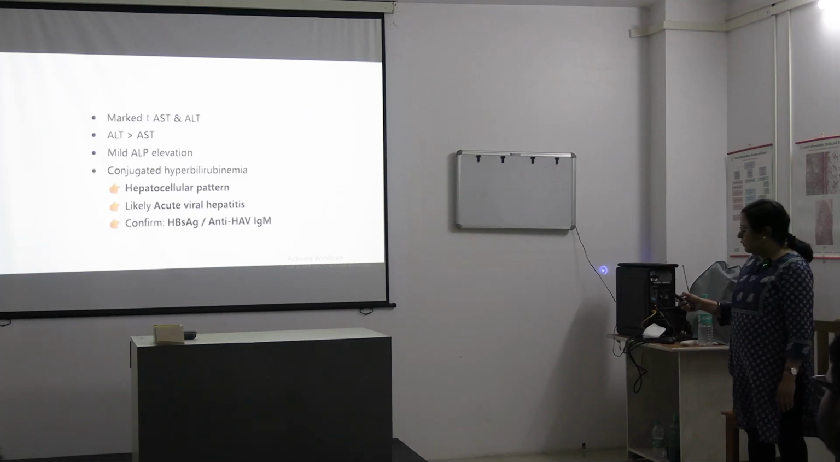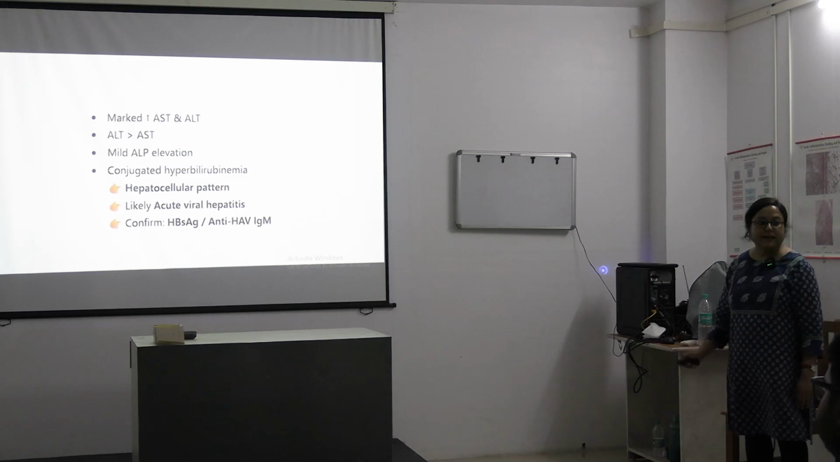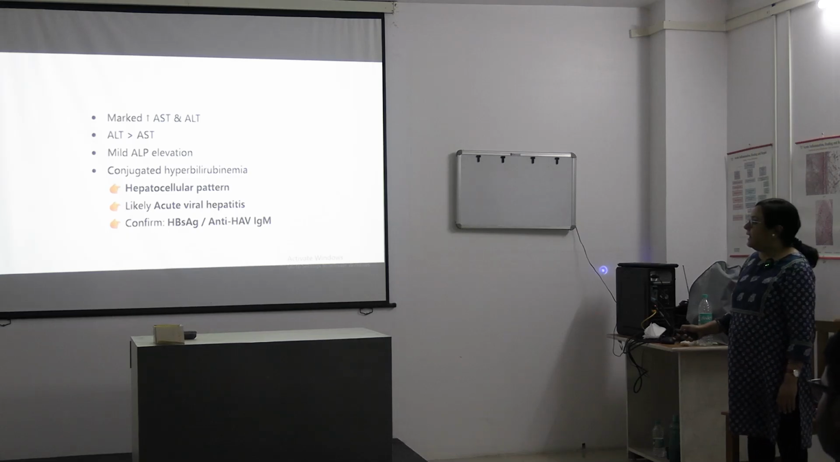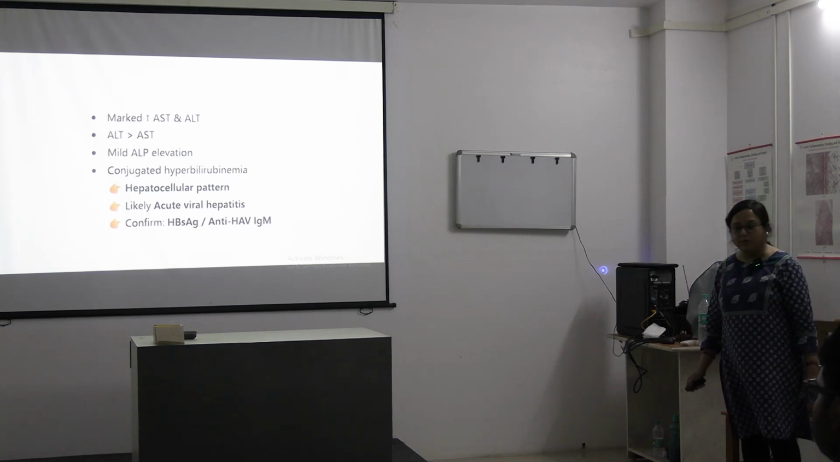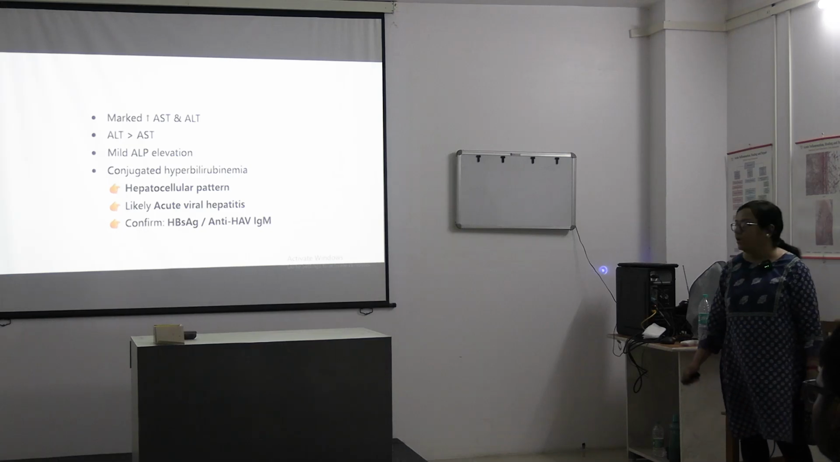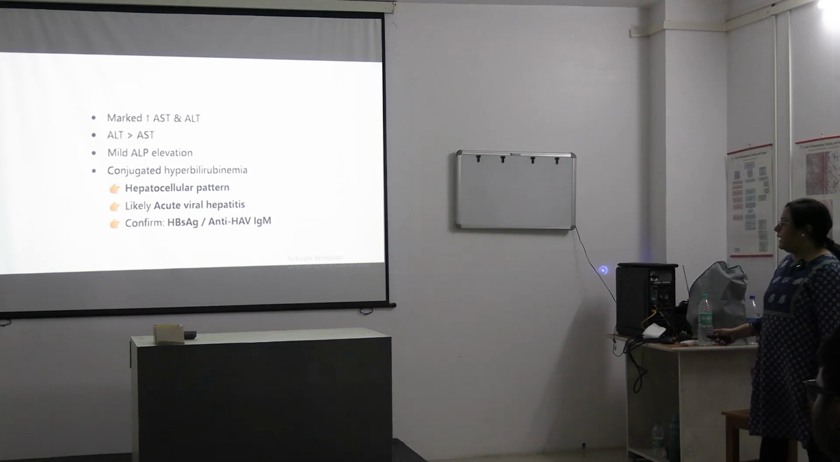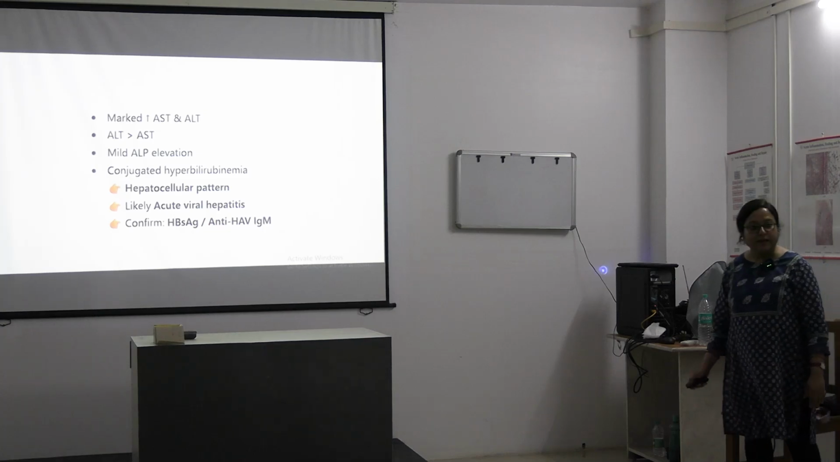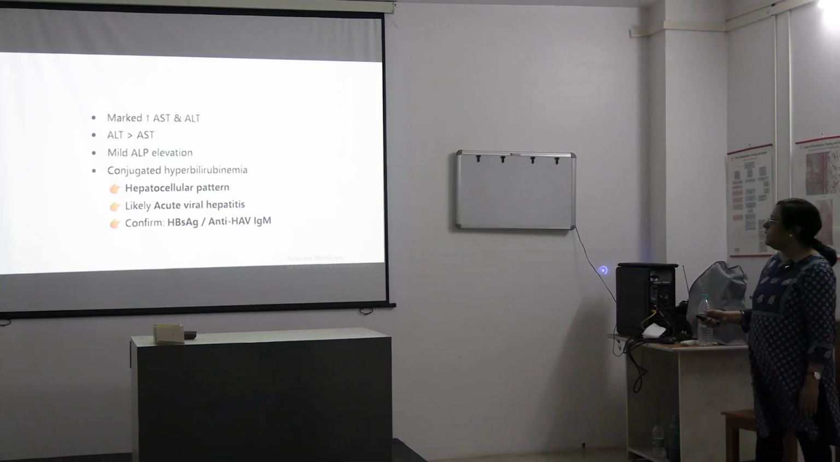So here we can see marked increase in AST and ALT. ALT is more than AST, that means SGPT more than SGOT. Mild ALP elevation, conjugated hyperbilirubinemia. So due to a hepatocellular cause, likely acute viral hepatitis. So we will confirm it by HBs antigen or anti-HAV IgM.